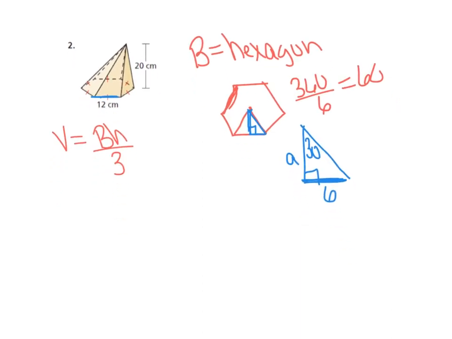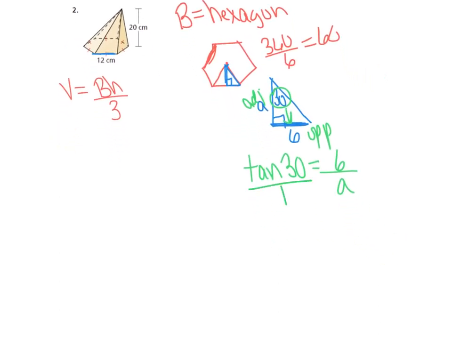So then we need to think about how we're going to actually find our apothem. We have a 30-degree angle. 6 is opposite. The apothem is adjacent. And remember, opposite and adjacent is tangent. So the tangent of 30 is opposite, which is 6, over adjacent.